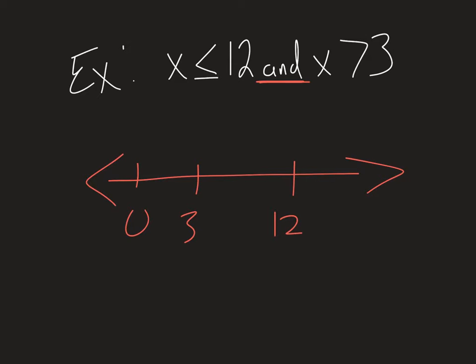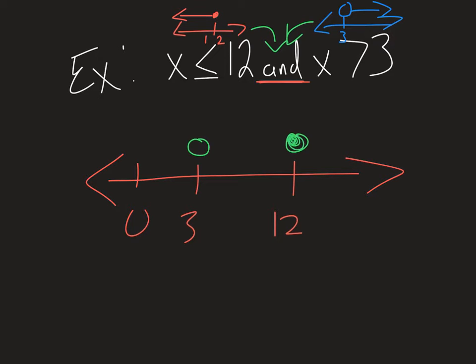x is less than or equal to 12. If we were to plot this individually, we'd have our mark at 12, it'd be a solid dot, and it's less than, so it's going to go to the left. Likewise, for x is greater than 3, we'd have an open dot at 3 because it can't be equal to, and it would be going to the right. Now for the "and," we're looking at what these two sets have in common. What common ground do they share? They have everything between 3 and 12, where 3 would be an open dot and 12 would be filled in.